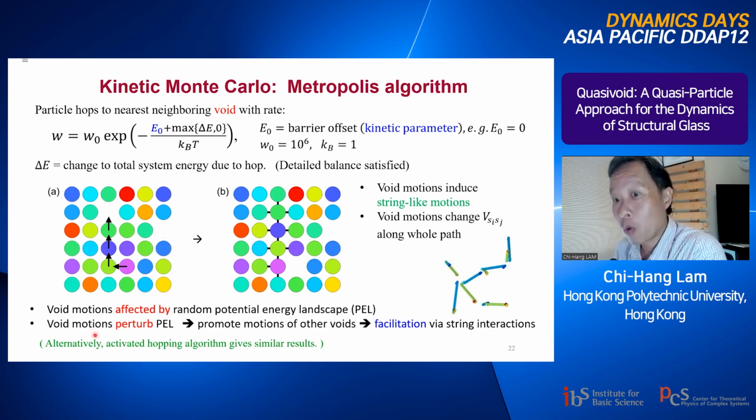But reversely, void motion also perturbs the PEL because of the different particle arrangement. And then it affects the PEL of other voids so that every void has more chances to go through a certain path, because if it doesn't go through there, it may go through this time. So this is a facilitation mechanism that promotes the motion of neighboring voids.